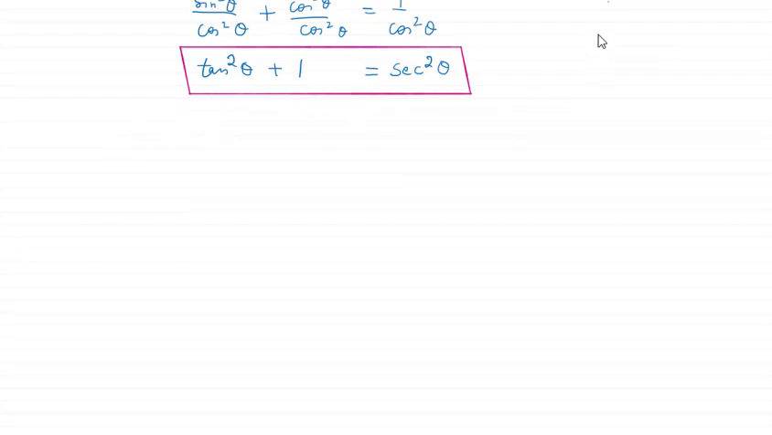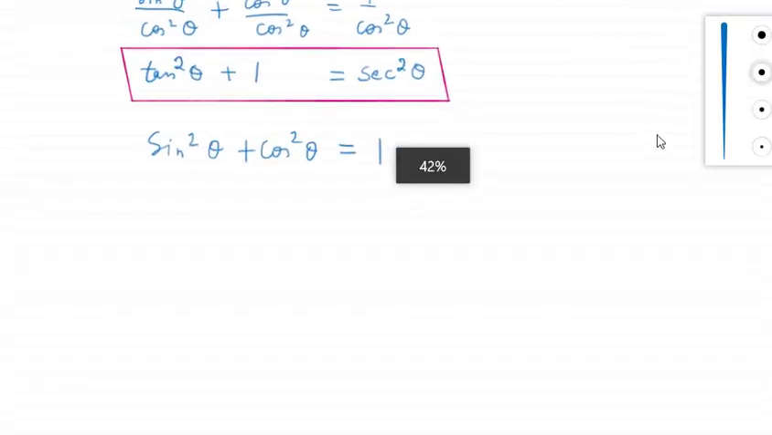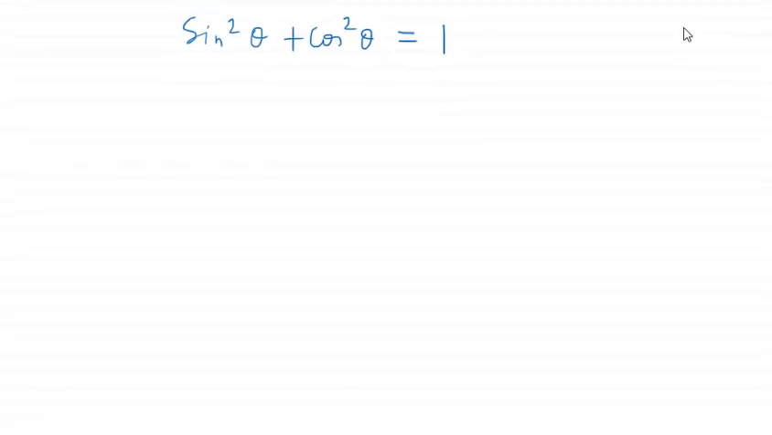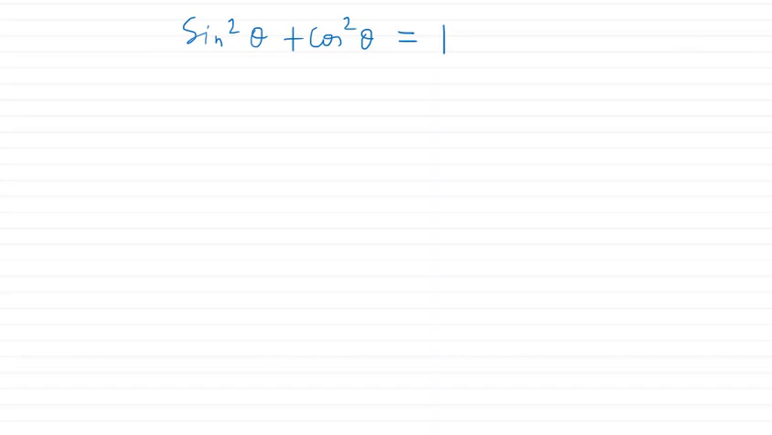Now we will prove the third. For proving the third one, I am again taking the first identity. Here it was sine square theta plus cos square theta equals 1. Again I am dividing it. Previously I divided with cos theta. Now I am dividing it with sine theta. So let's see what we will get.